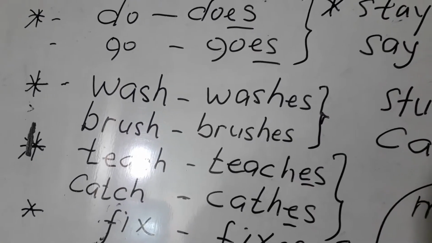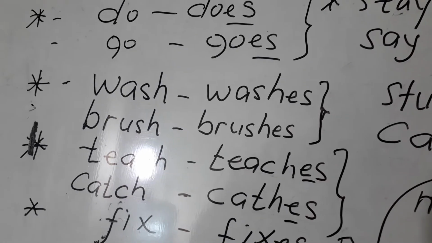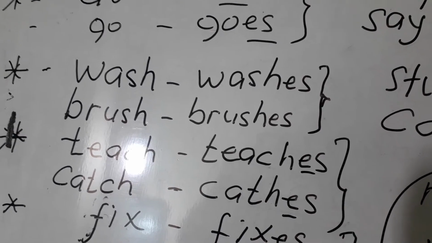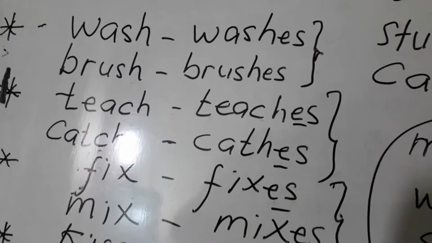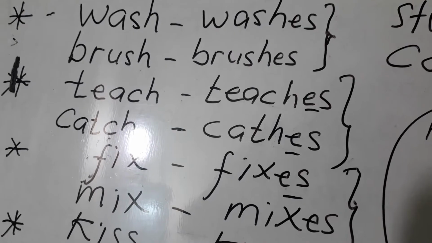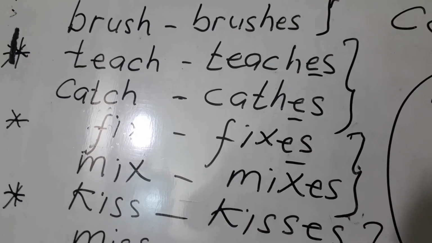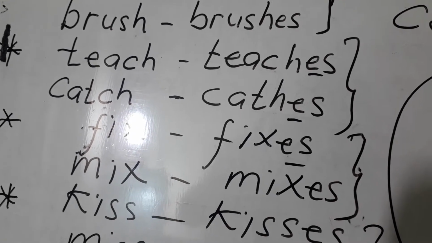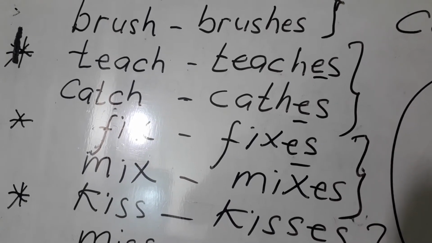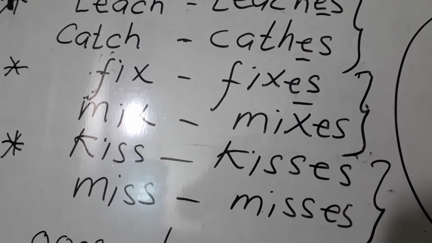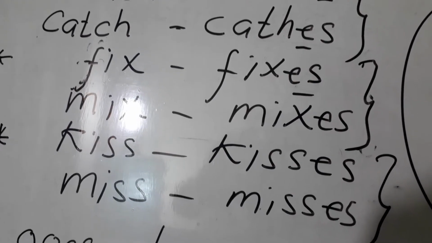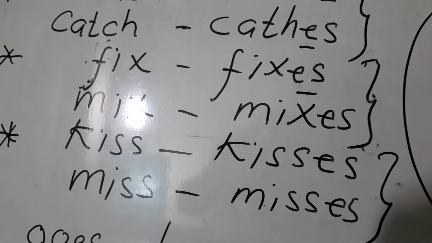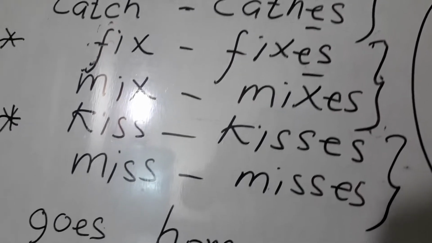Then teach becomes teaches, catch becomes catches. Yeah, the verb ends with ch. And then fix becomes fixes, mix becomes mixes, because the verb ends with x, so we use es. Then kiss becomes kisses, miss becomes misses, because the verb ends with s, so we use es.